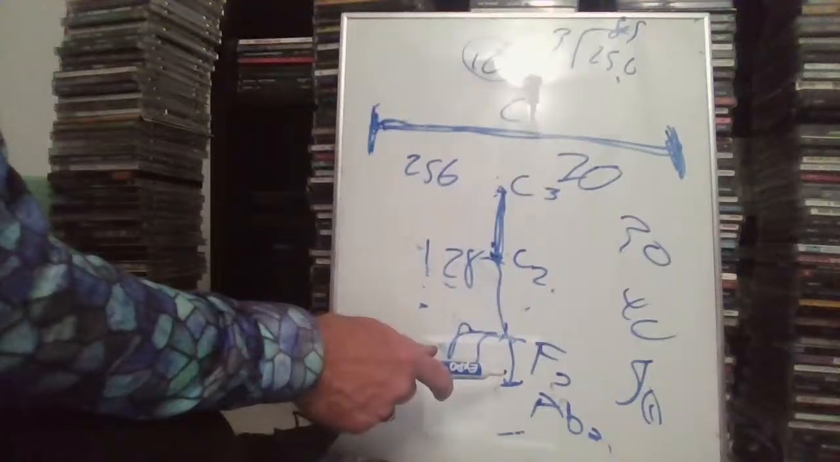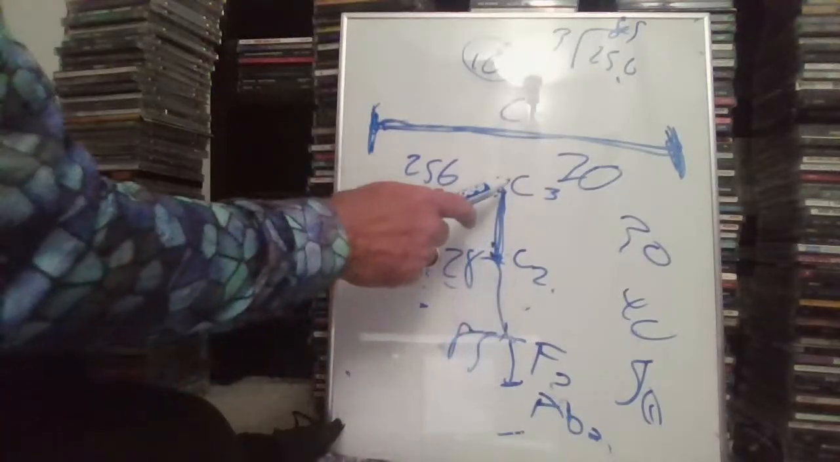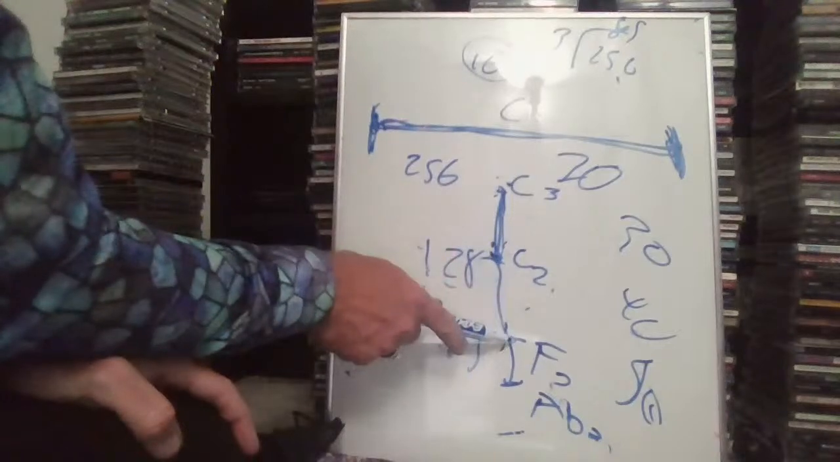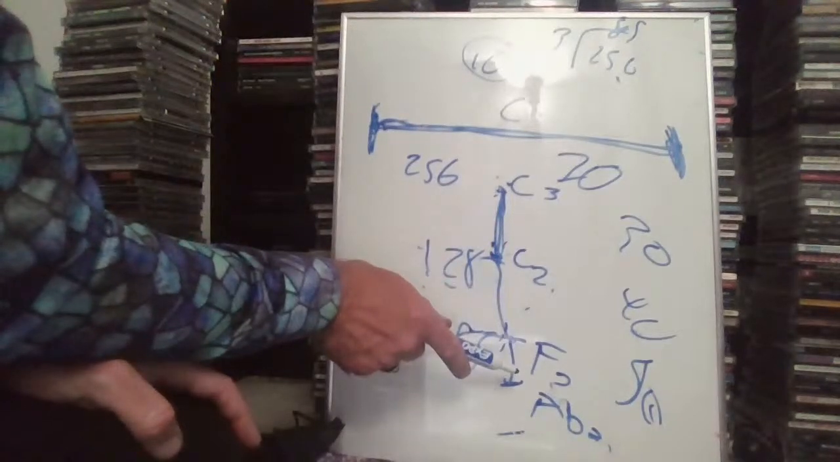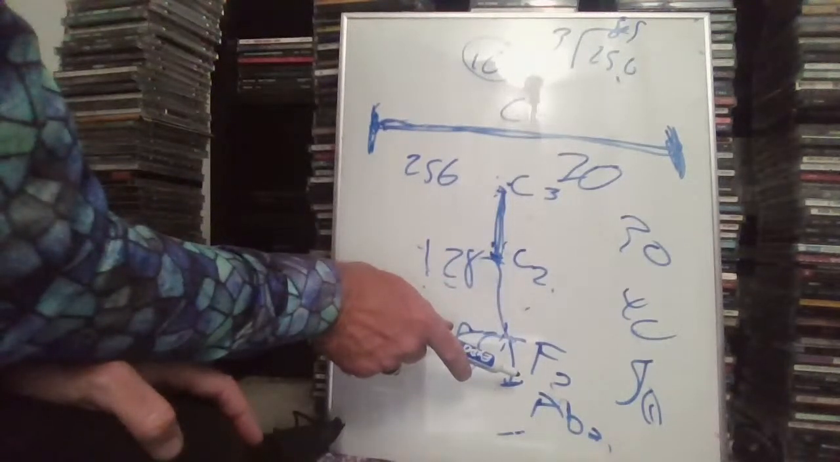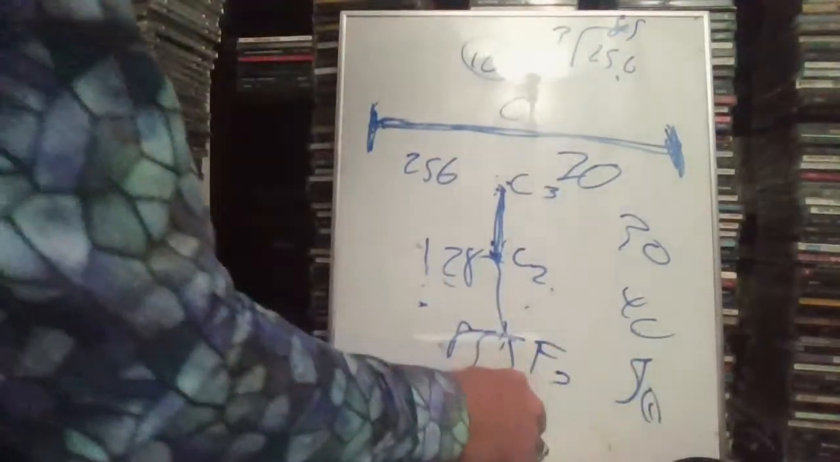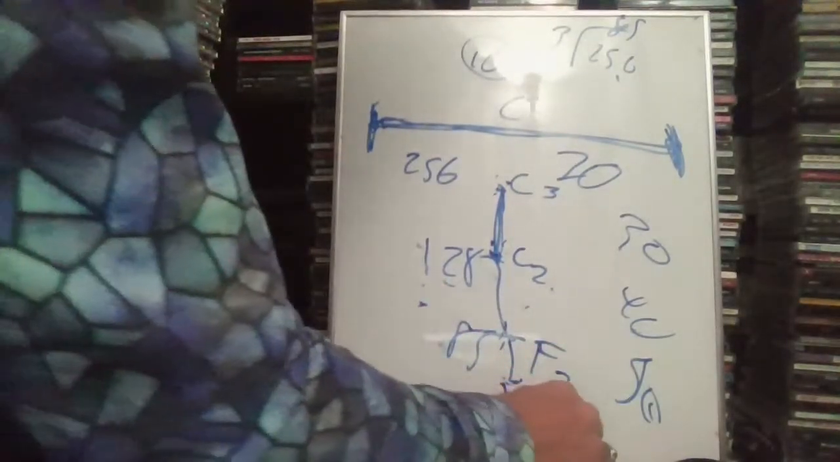Let's see. Oh, yeah. C, F, G. This is the original. This is 2. This is 3, 4. Oh, yeah. You do have a C1. Yeah, because the double octave. I forgot the double octave. Yeah, the double octave is C2.